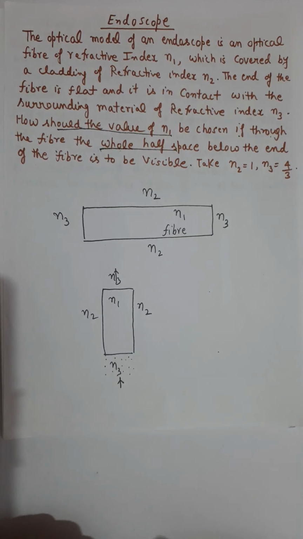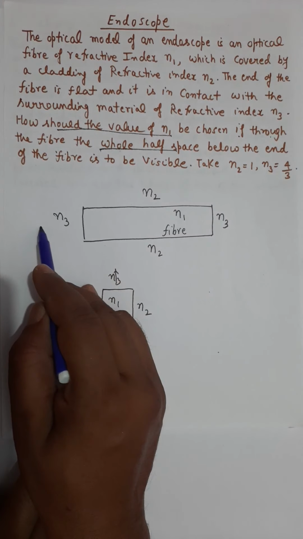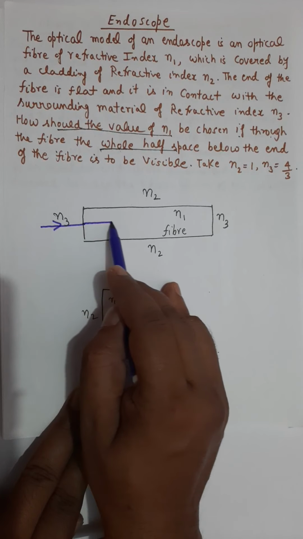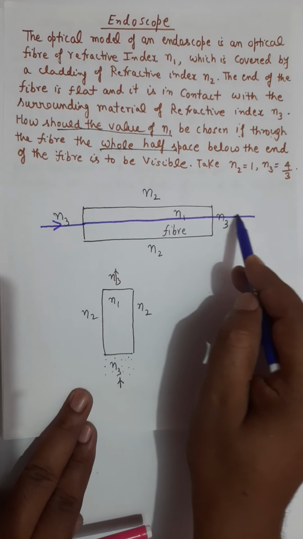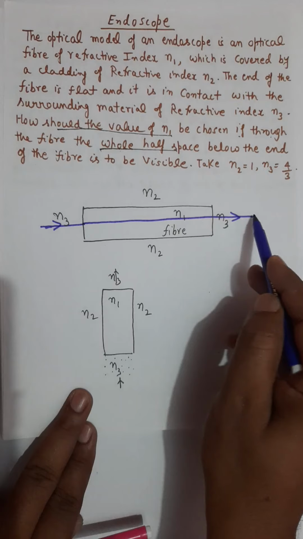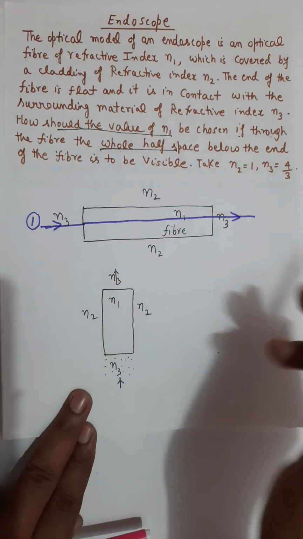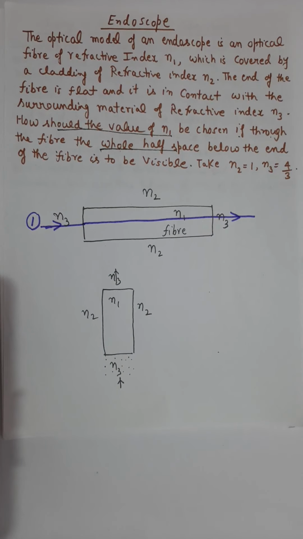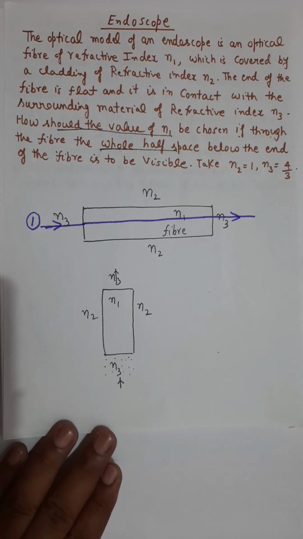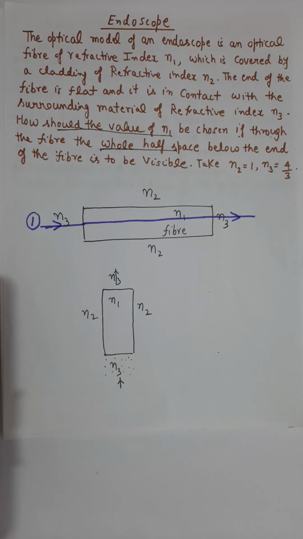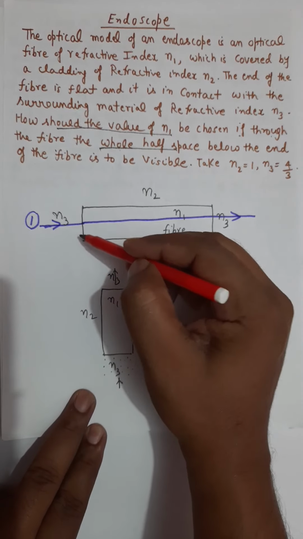It is very obvious that the ray which is moving in this direction will pass undeviated and will travel to the other side. This ray has no issue of visibility. The second extreme ray falling on the optical fiber will be this one.